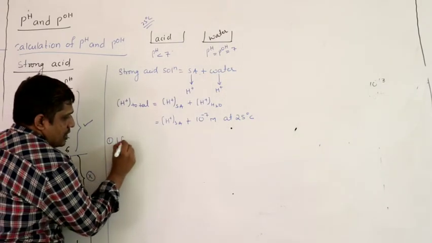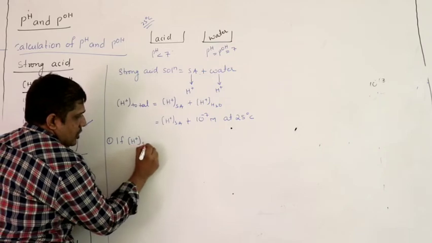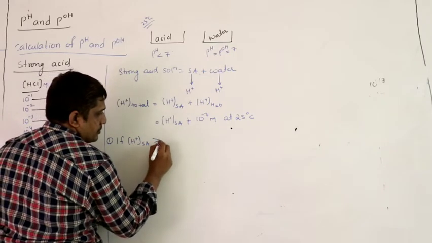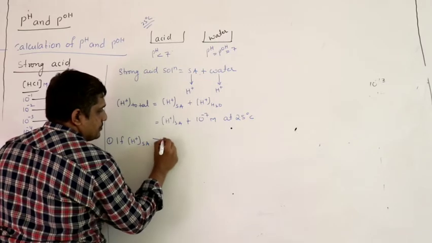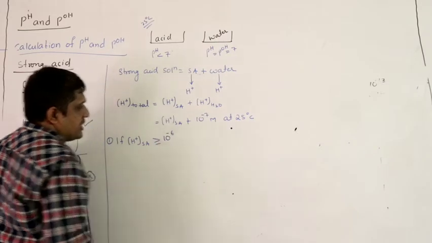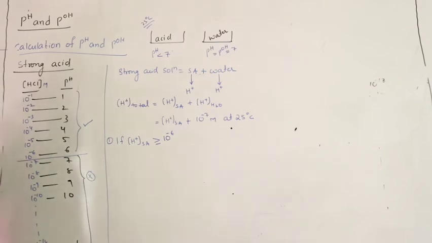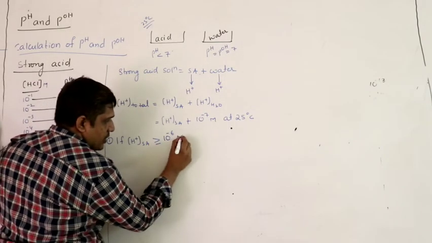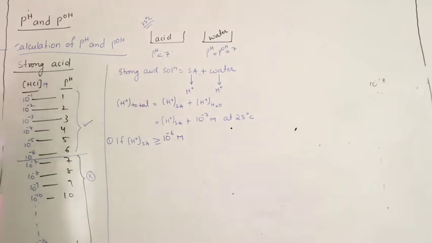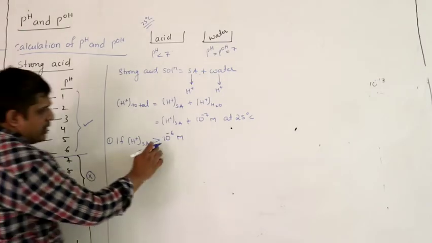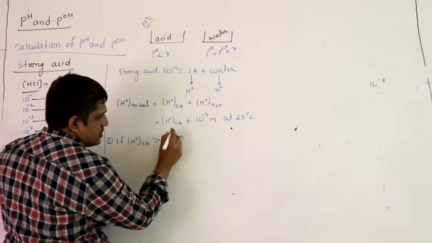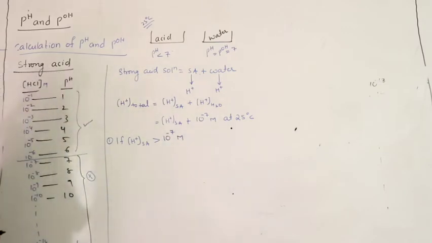If concentration of H plus from strong acid is greater than or equal to 10 power minus 6 molar, or you can say greater than 10 power minus 7. Let us write like this also, no problem. Greater than 10 power minus 7 means here 10 power minus 6, minus 5, minus 4, minus 3, minus 2, in this area, right?